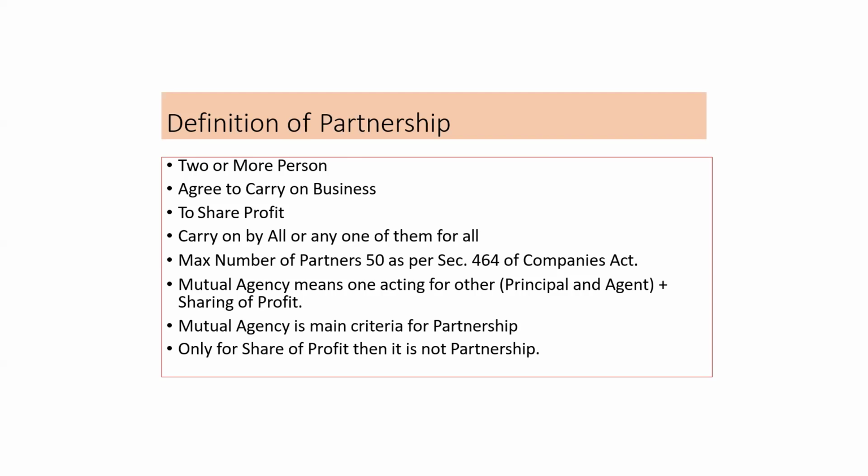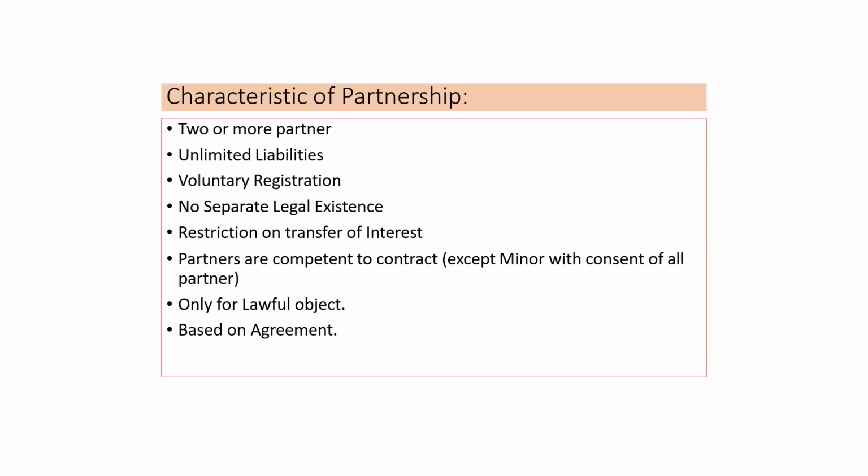ठीक है. तो म्यूचुअल एजेंसी इज द मेन क्राइटेरिया फॉर पार्टनरशिप एंड ओनली फॉर शेयर ऑफ प्रॉफिट then it is not partnership. ठीक है. If somebody is allowed only for sharing of profit and not of losses, then it is not a partnership. Minor की केस में exception है, so minor can be admitted to the benefits of partnership. लेकिन ऐसा नहीं हो सकता कि एक आदमी एडल्ट है और एक माइनर है, तो that is not a partnership. ठीक है. दो अगर पार्टनर है, अगर पार्टनरशिप है ऑलरेडी, then only minor can be admitted. So characteristic of partnership, two or more partners.